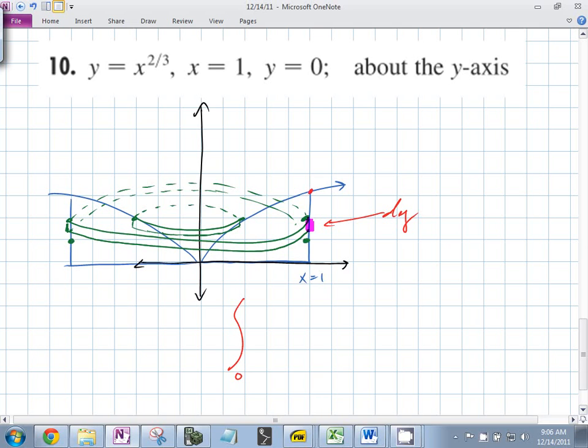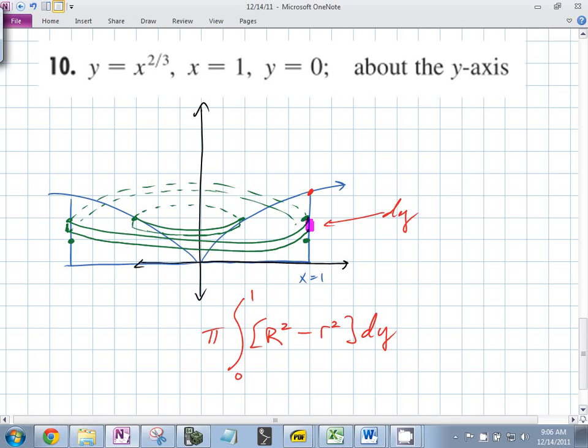You need to know what that is, right? Plug in x equals 1. What's 1 to the 2/3? 1, so it's 1, right? Okay, and we knew it was pi times the outer radius squared minus the inner radius squared, and it's going to be dy. Do you agree with that?